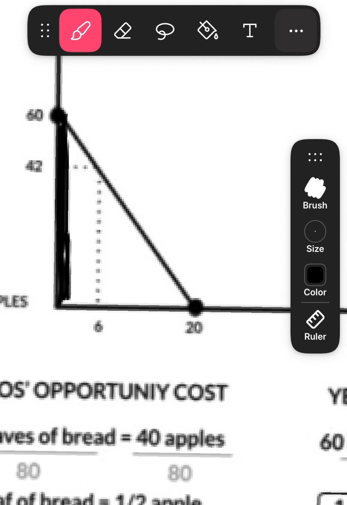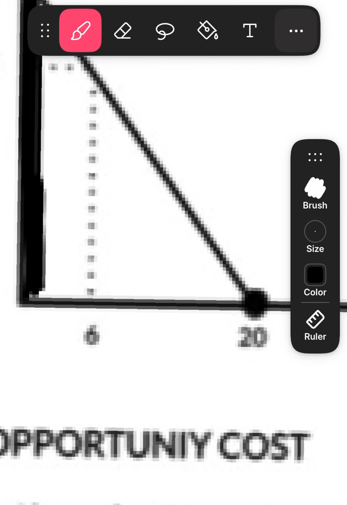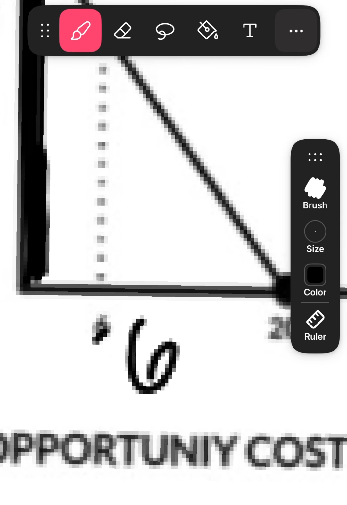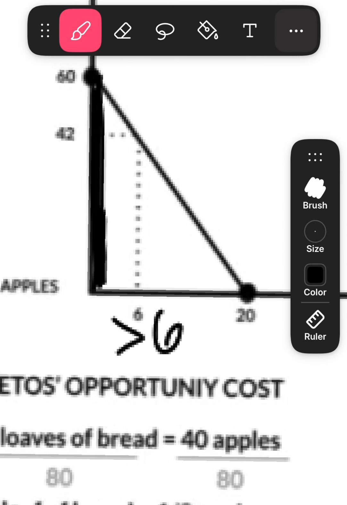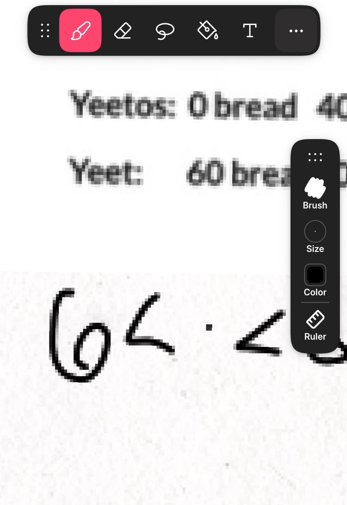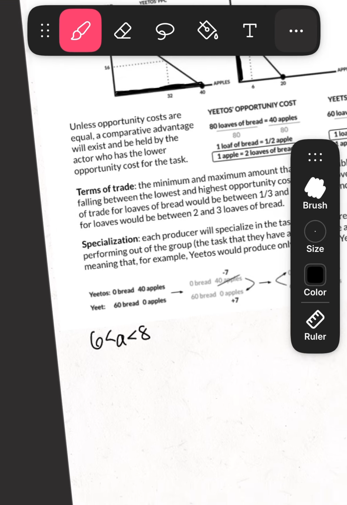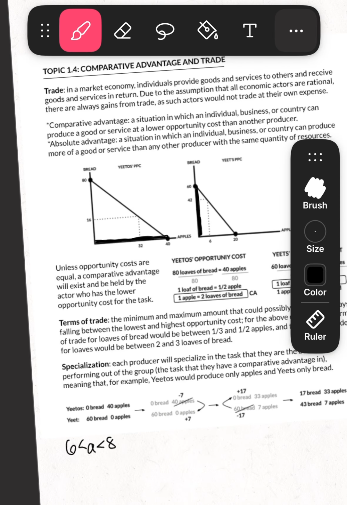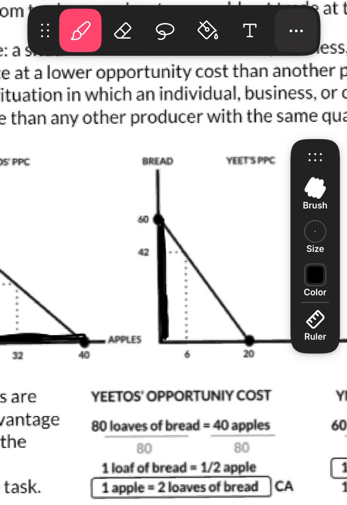But Yeet had 6 apples beforehand, so as long as he's getting more apples than what he had initially, he's going to be happy. Though, of course, once again, it's non-inclusive, so he wants more than 6. And so we have a little domain here that we can use. I'll go back to it actually, the bread as well.